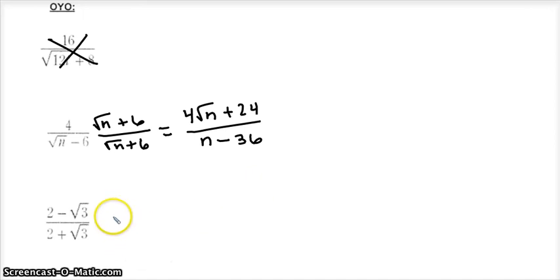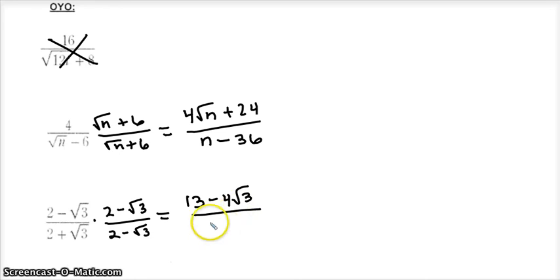Last question, you should have multiplied the top and the bottom by 2 minus the square root of 3. And when fully simplified, your final answer should be 13 minus the square root of 4 over 3 all over negative 5. There you have it, folks.